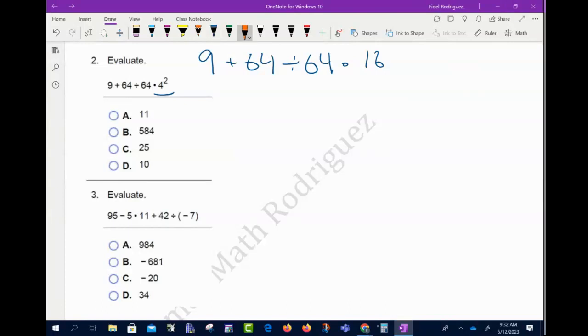Dividing. Okay, question. What's 64 divided by another 64? 1 times 16. Okay. I'm still looking at multiplying and dividing. Do we have any multiplying or dividing? What's 1 times 16? Okay. What's 9 plus 16? 25. Is that one of my choices?